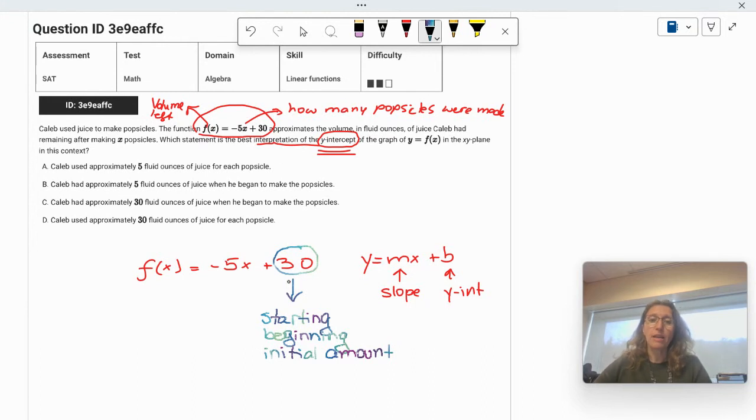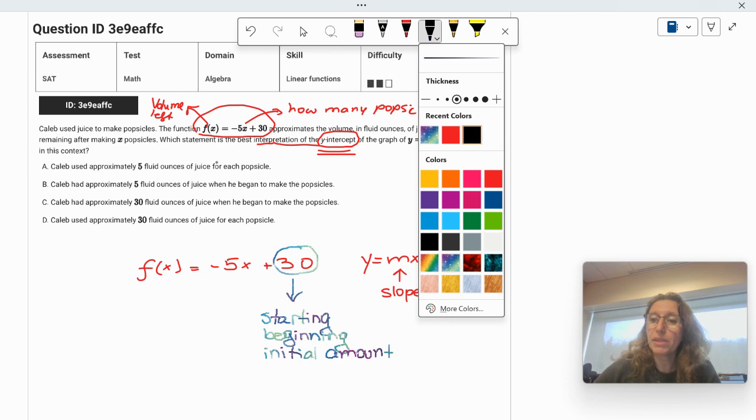In this case, the y-intercept will state that the volume of the juice in the very beginning, before any popsicles were made, was 30 ounces. That's the meaning of the y-intercept. The starting, the beginning, the initial volume of juice. Now I'm going to read through the options they're giving me, and I'll select the one that best describes that. The starting, the beginning, the initial amount.